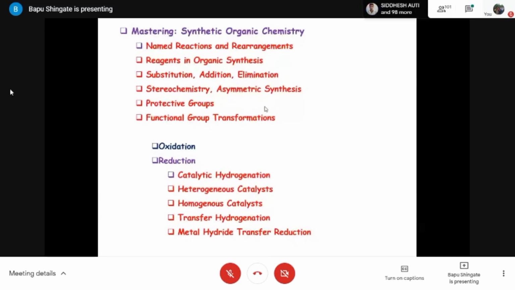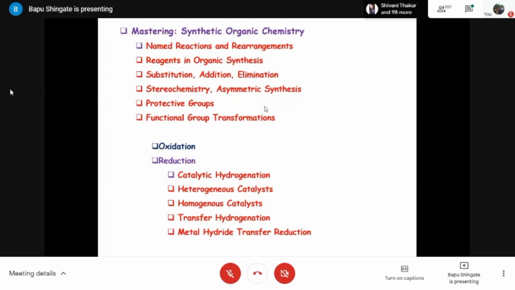Then stereochemistry, as we are studying stereochemistry, and then asymmetric synthesis, because now for the NET examination every problem is asked around the chiral center or stereochemistry, such as what could be the stereochemistry of the respective product. Then, while understanding organic chemistry, you should know different types of protection and deprotection chemistry.